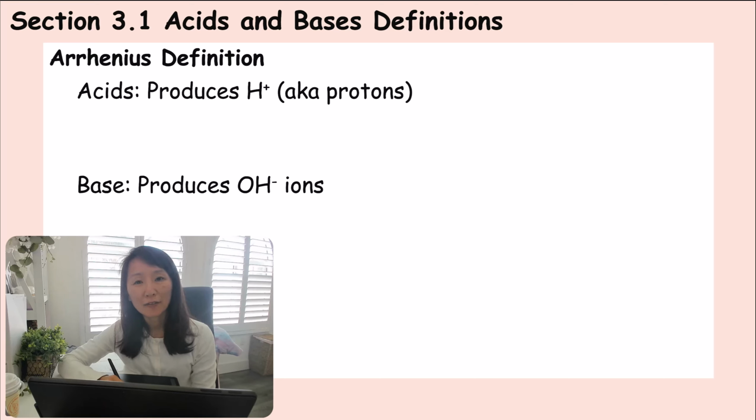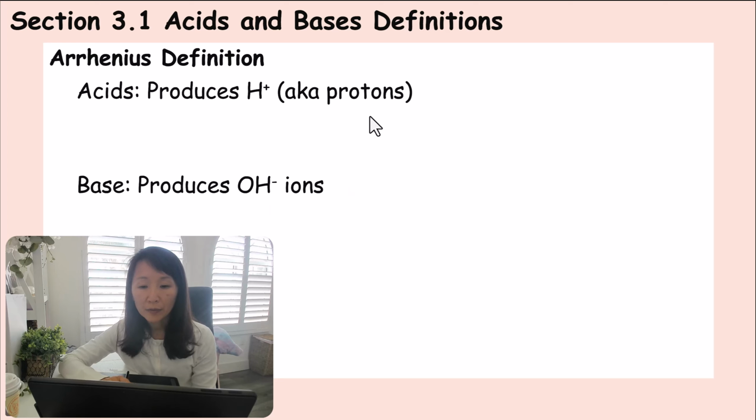This video will cover different types of definitions of acid and base. Here is the Arrhenius definition, a definition that you might have been familiar with from your previous chemistry class. An acid is any chemical or compound that produces H plus, also known as protons. And a base would be something that produces hydroxide ions.